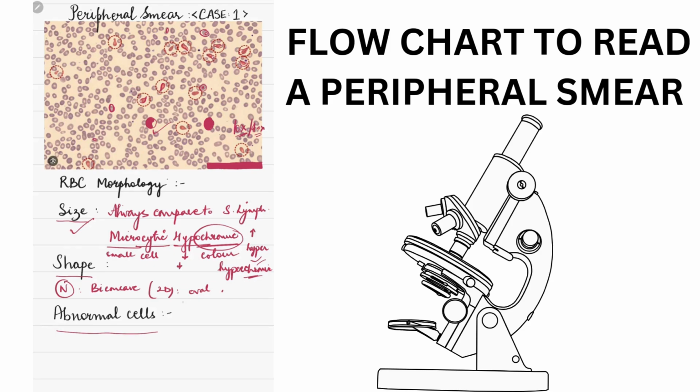So these teardrops you have to mention. Teardrop cells are observed predominantly. This is how you will report it. As you can see, teardrop. Now as soon as you see teardrop cells, look for target cells. What are target cells? Target cells will look like this.